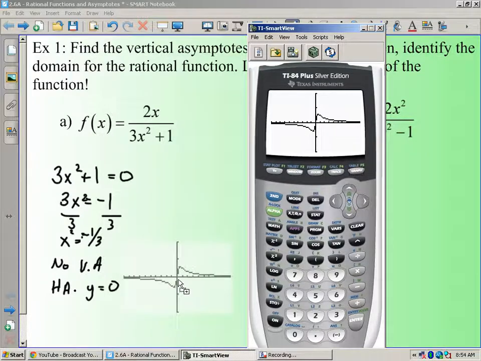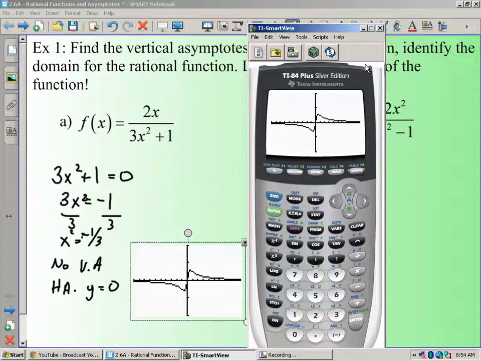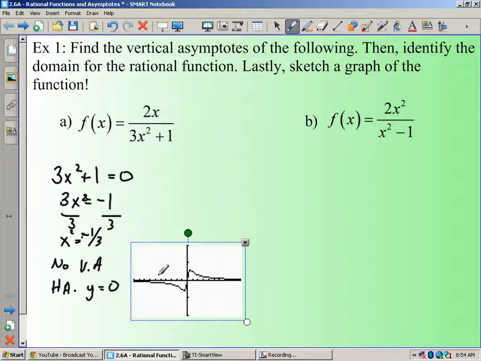And so that's really what we're trying to do. The only other thing we could do to help us out is find out where it crosses the x-axis and y-axis. If I put 0 in for x and solved, I'd find out that 0, 0 is the place it's crossing. So the best way to get a sketch of this graph is to graph it on your calculator.